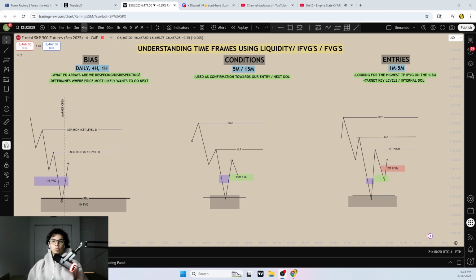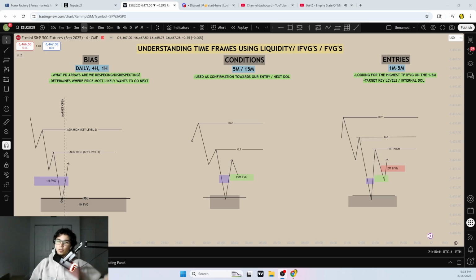So we're just going to be going over understanding structure in the market, and then also what we have on the screen right here: understanding timeframes, using liquidity, inversion fair value gaps, and fair value gaps. Because when you simplify it all down, that's really all we're using, right? We're using liquidity, fair value gaps and inversions. And an inversion is literally just a fair value gap, right?